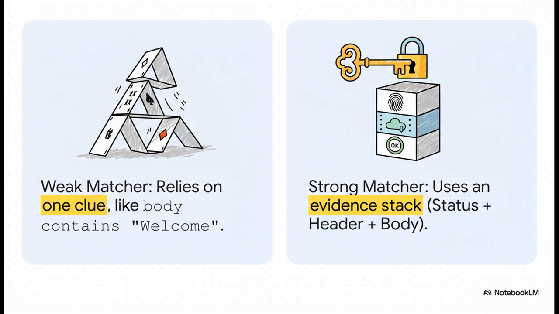Now look at the right. That's a strong matcher. It requires three things to be true at the same time. The status has to be 200 OK, a specific server header has to be present, and a much more unique string has to be in the body. See the difference? One's a guess, the other is basically a fingerprint.